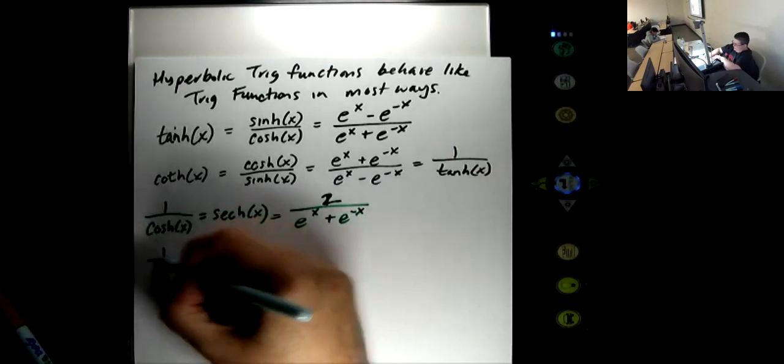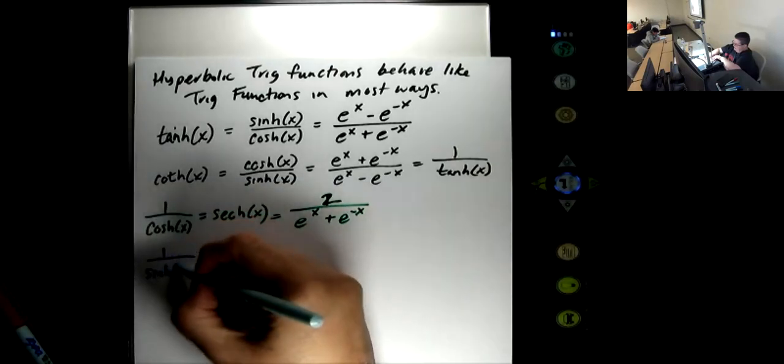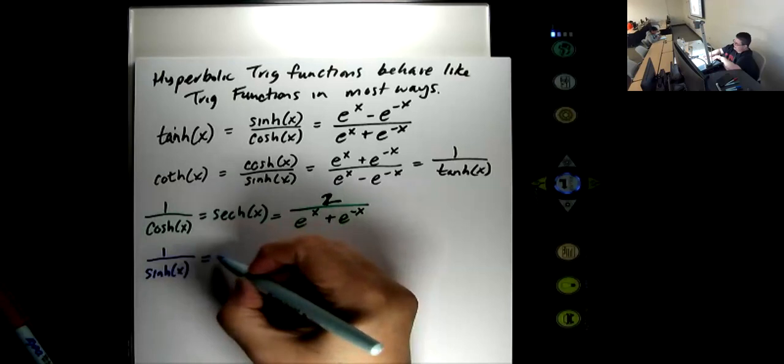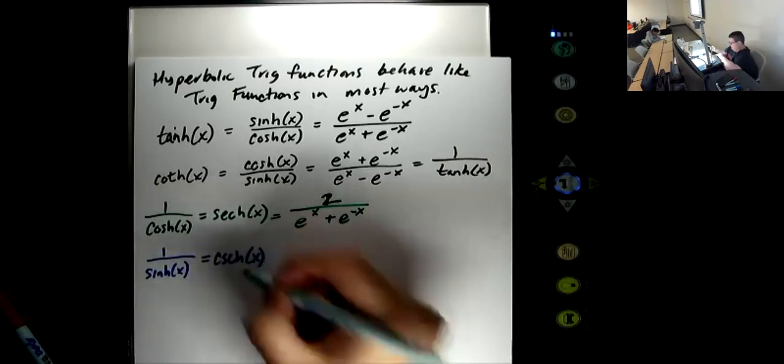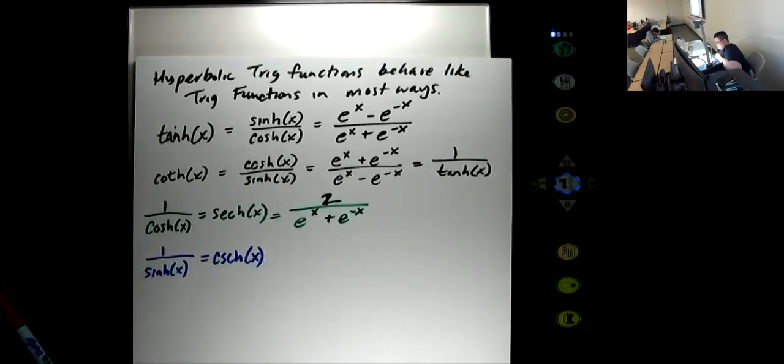And when we use the reciprocal of hyperbolic sine, we get hyperbolic cosecant. I do not have a good way of saying that one. They say sinh, tanh, cosh, sech, but like csch, I don't know.